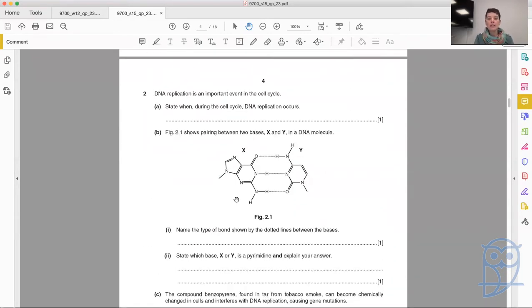DNA replication is an important event in the cell cycle, very important. State when during the cell cycle DNA replication occurs. So it is in interphase. It is late in interphase.